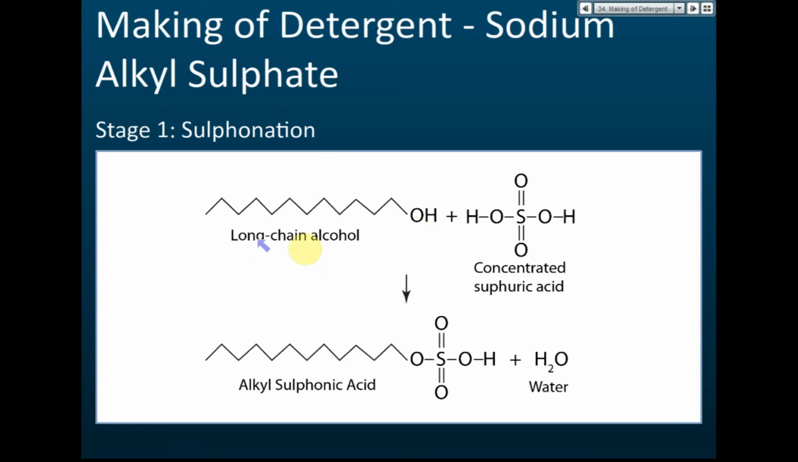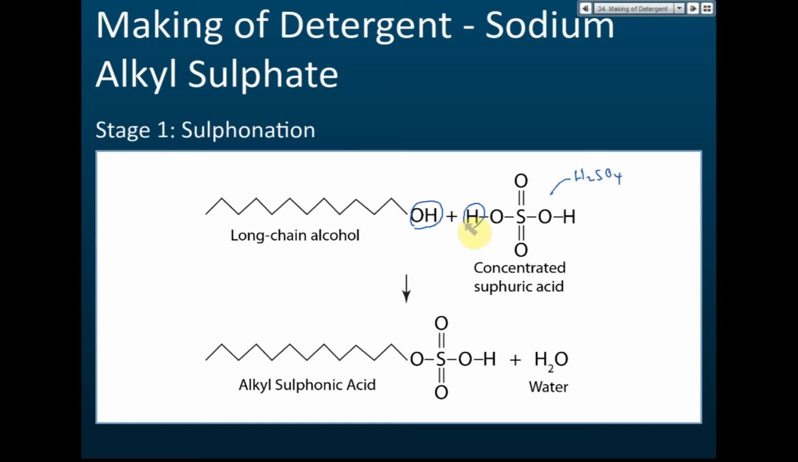So we start from a long chain alcohol, and then we make this alcohol react with concentrated sulfuric acid. This is H2SO4, sulfuric acid. So the alcohol reacts with sulfuric acid, and what happens is that the OH here and the hydrogen here are removed. After the OH and H are removed, the long chain attaches to the sulfate.